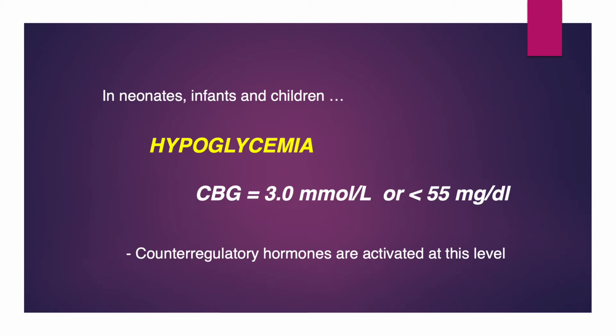Subsequently, blood glucose levels begin to rise and achieve values of 50 milligrams per deciliter or higher after 12 to 24 hours. By day 3 of life in normal full-term newborns, blood glucose averages approximately 60 milligrams per deciliter. In older infants and children, counter-regulatory mechanisms are activated at this hypoglycemic level.